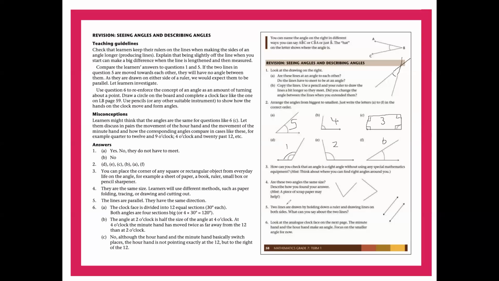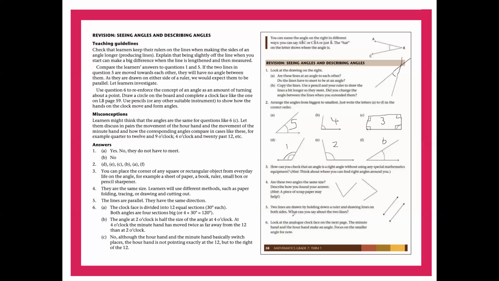Okay, number 4. Are these two angles the same size? Describe how you found your answer. Hint, a piece of scrap paper may help you. All right. So you can use a piece of paper and cut it out along these lines. Then you'll take that piece of paper, place it above this one, and if it matches directly, it will be the same size. If it's smaller, then you know it's a smaller angle over here, and if it's larger, it'll be a larger angle.